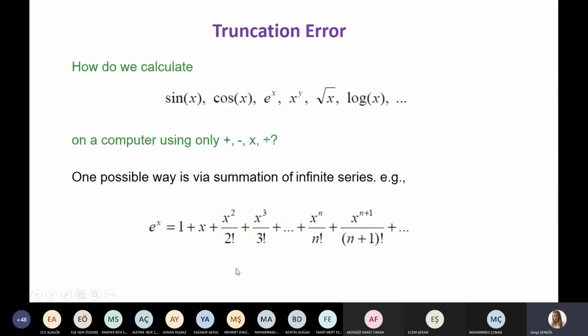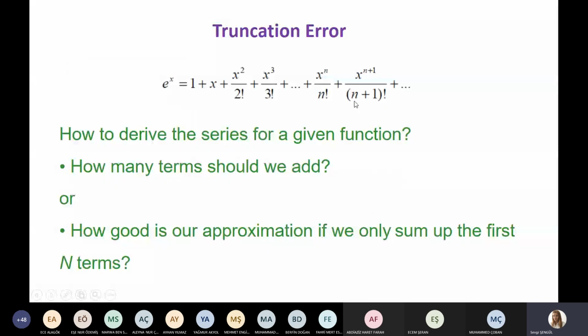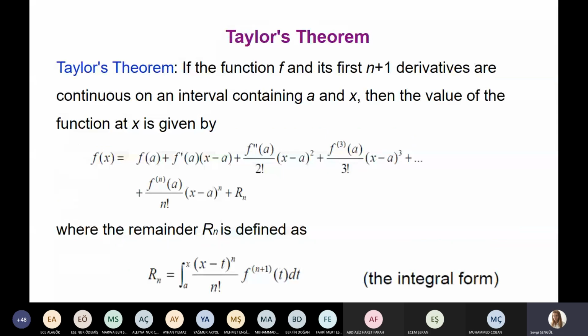But since this is an infinite series, you cannot take all these terms. You need to assume that, okay, I will take up to n terms, and the remaining will be your error. And this is the truncation error that we are calling. And how do we derive these series for a given function? Of course, the first way of doing things is the Taylor series. Let's remember the Taylor series. And after that, how good is our approximation if we only sum n terms, which means the truncation error, we will be talking about.